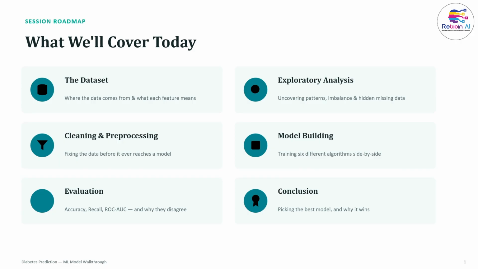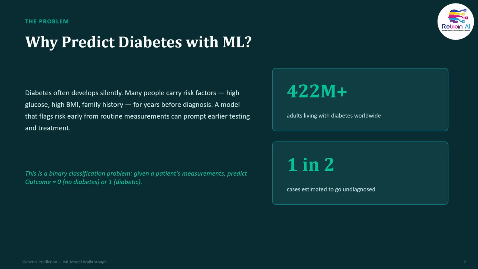So here's the roadmap for today's session. We will start with the dataset itself, what it contains and what each column means. Then we will explore it, which is where we'll uncover a couple of surprises hiding in the data. After that, we will clean it, train six different models side by side, evaluate them properly, and not just on accuracy, but also finish by picking a winner and justifying that choice. So let's move further. Now, the first question.